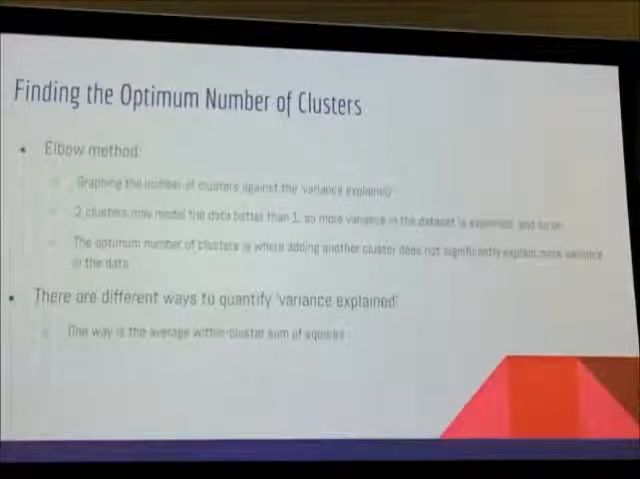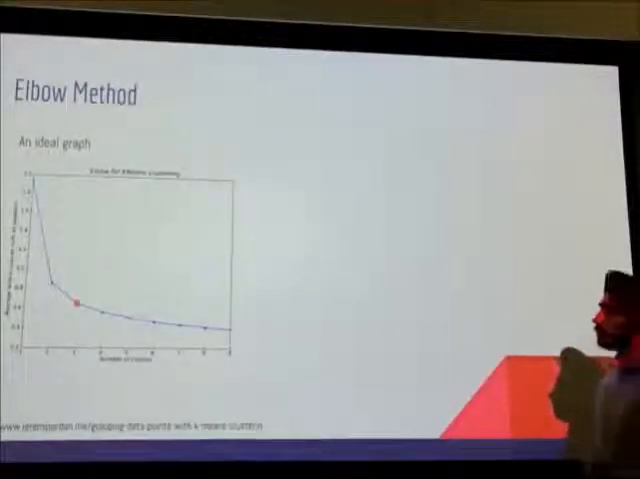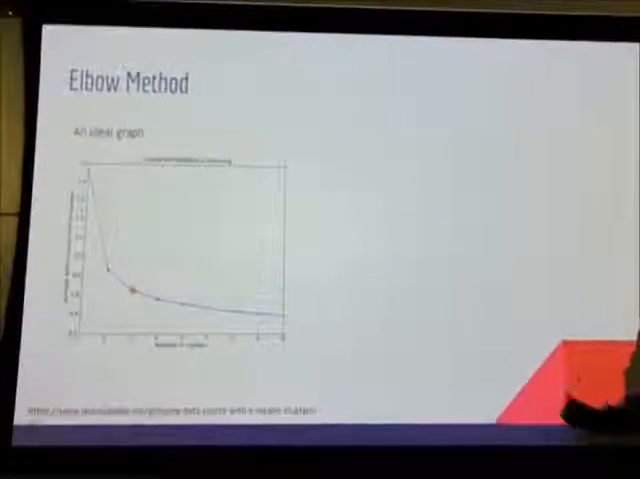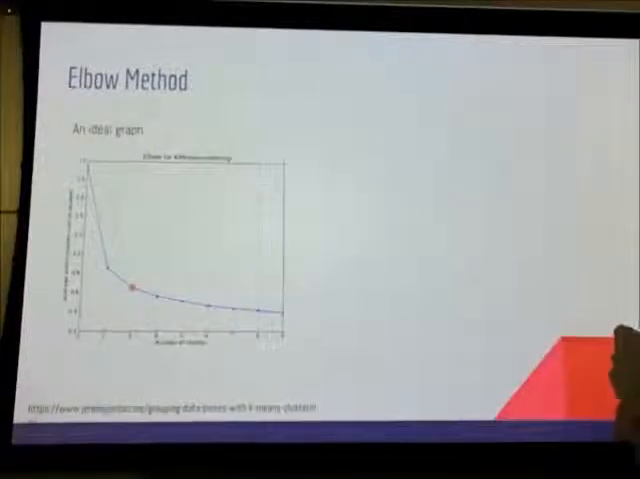As we keep on adding to k, we will reach a point where if we add another cluster, it does not make any difference to the variance, which means the average sum of squares in the clusters will remain the same, or there will be very little change. To make it more clear, we also have an ideal graph of how the elbow method looks. On the x-axis we have the number of clusters, and on the y-axis we have the average sum of the squares within the clusters.